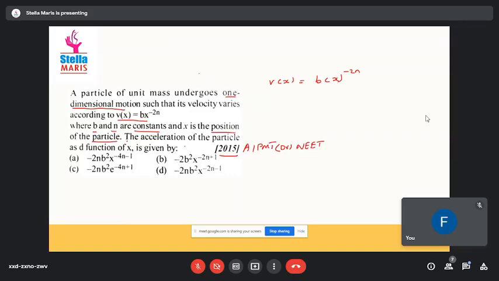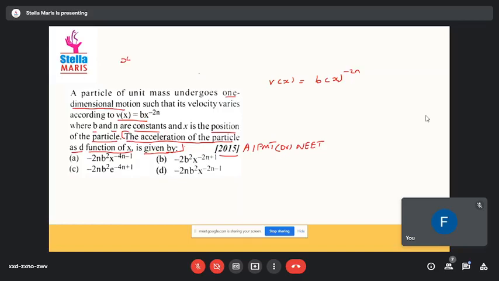just read this line and think to yourself: the acceleration of the particle as a function of x is given by. What do you mean by this sentence? Differentiate the v of x, sir. No, that's what I'm saying, what are they asking in this question? Just read out this sentence, the acceleration of the particle as a function of x is given by. What can we make out of that sentence?